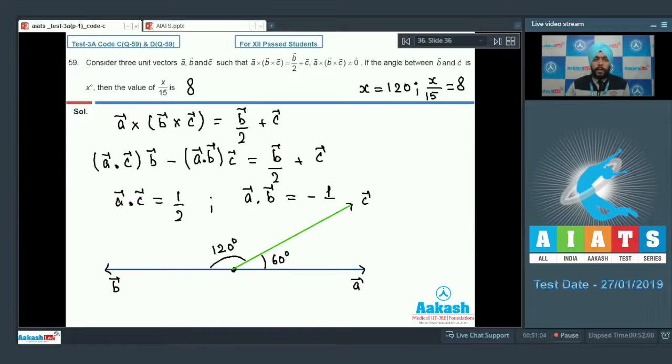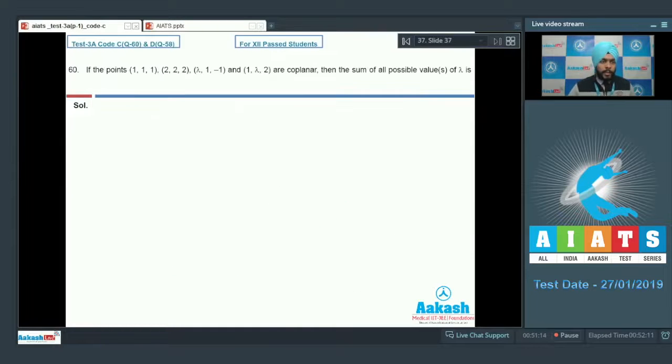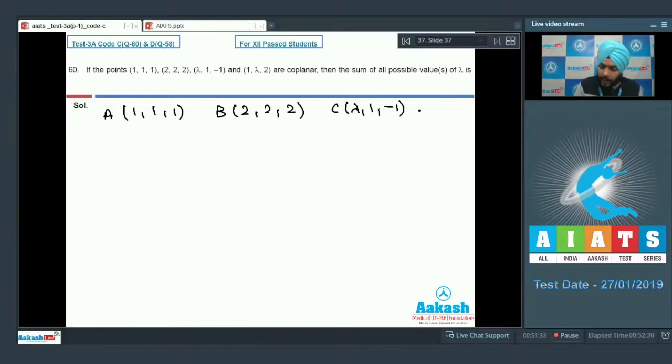Okay, let us move on to the last question of this exam now. Question number 60 says: if the points (1, 1, 1), (2, 2, 2), (λ, 1, -1) and (1, λ, 2) are coplanar, then the sum of all possible values of λ is... Point A (1, 1, 1), B (2, 2, 2), C (λ, 1, -1) and D (1, λ, 2) are coplanar.